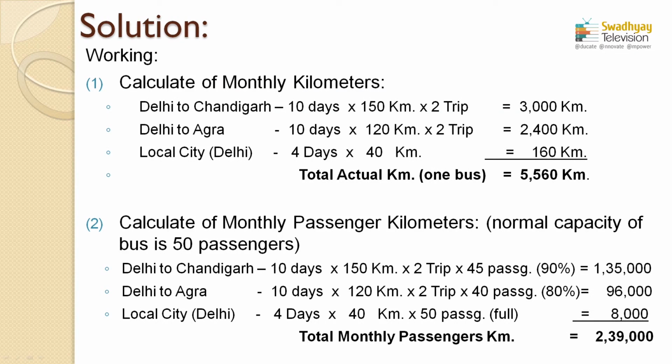So, let us begin with the solution of this question. Here is the first part, as I mentioned, the two things we need to find out. One is the calculation of the monthly kilometers, that is the actual mileage. Without actual mileage or actual kilometers, you cannot determine the amount of diesel cost or other costs which are missing. So, for that you need the actual kilometers or actual mileage first.